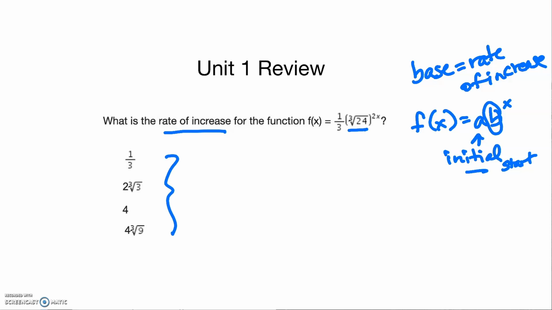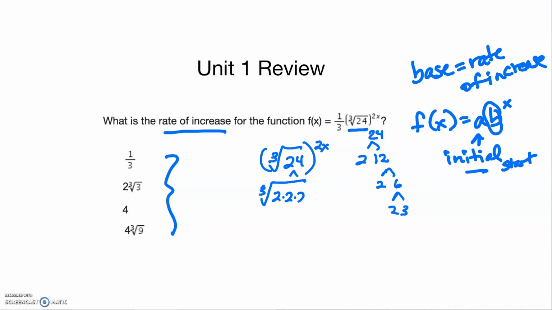So I need to simplify. So the cube root of 24 to the 2x. First thing I'm going to do is simplify 24, and I know that is 8 times 4, or 2 times 12, I guess I could do it that way. 2 times 6, 2 times 3. So that gives me the cube root of 2 times 2 times 2 times 3, all to the 2x. Well, if it's a cube root, if I have 3 underneath the radical, I could take them out, so I can simplify this part as 2 times the cube root of 3, all to the 2x.